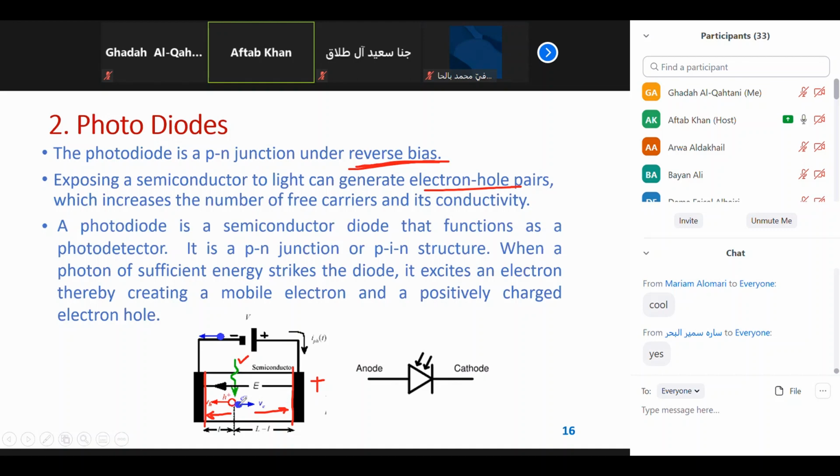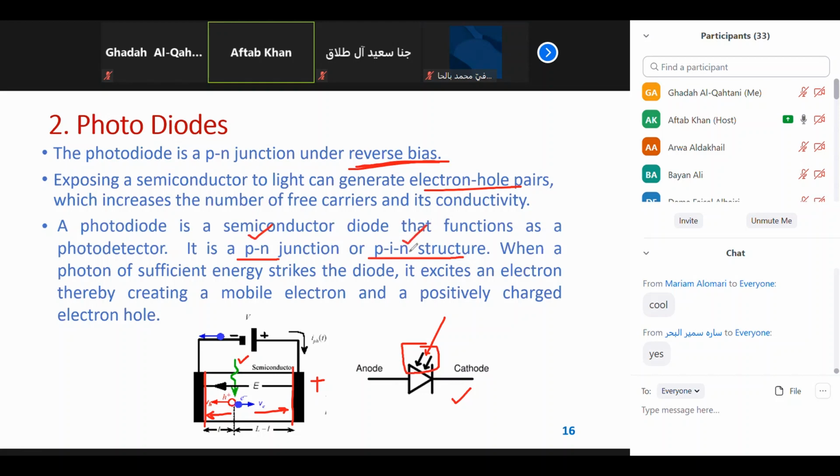And at that time, the circuit can turn on, turn off. So here the arrows are inward. It is because the light is falling on the diode. So it is again a type of diode, but it is a photodiode which can sense the light. A photodiode is a semiconductor diode that can function as a photodetector in a PN junction or PIN structure. It has two structures, either PN junction or PIN structure.